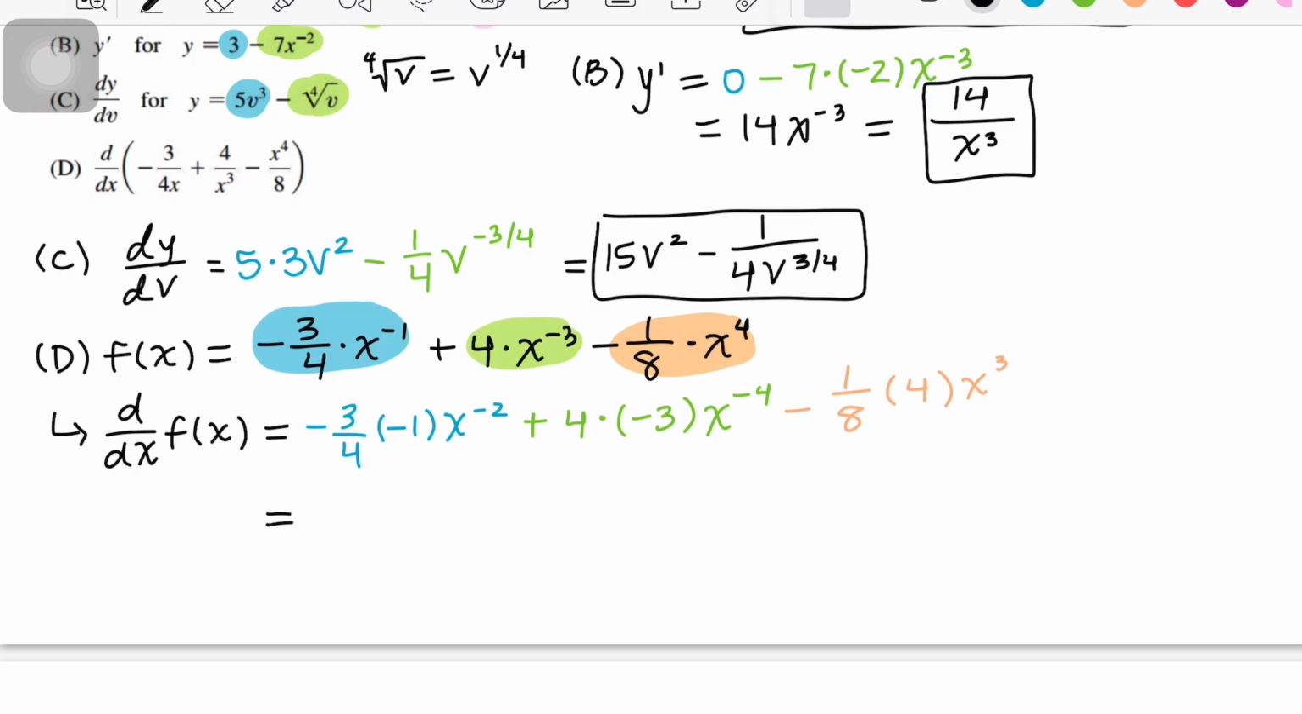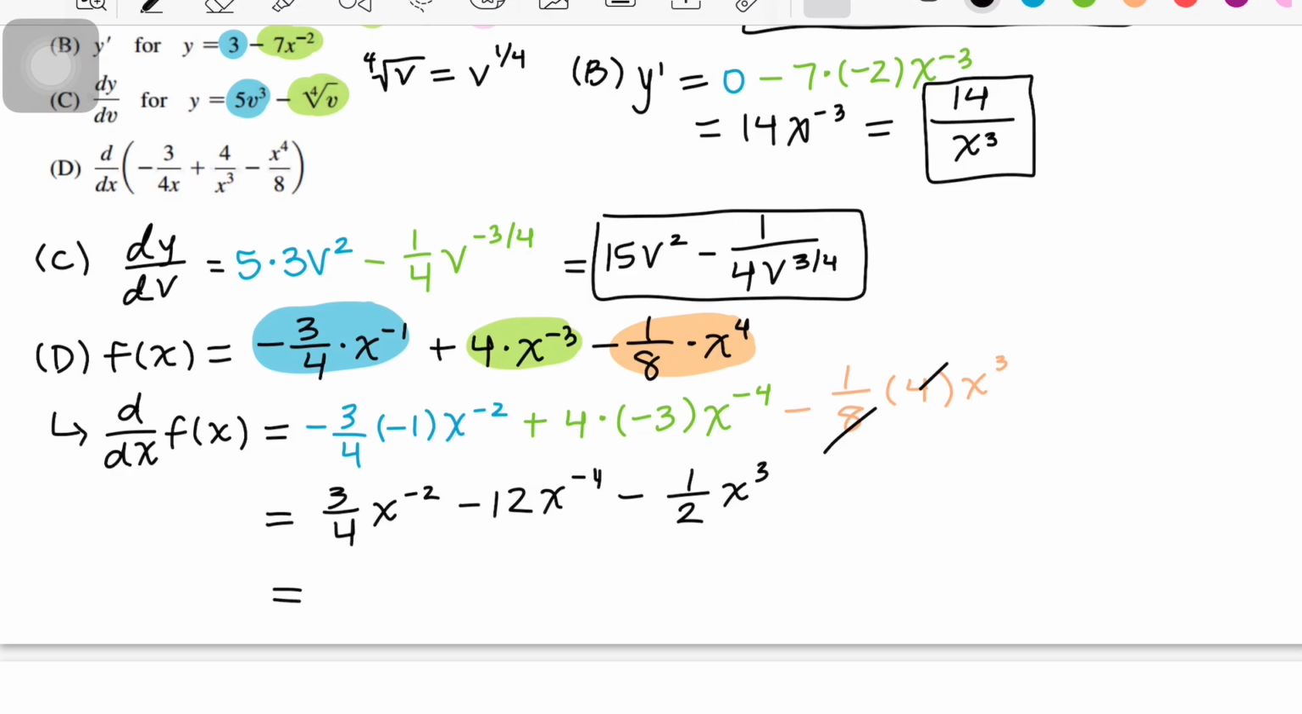All right, now simplifying everything out, we see that these negatives cancel here, so we're just left with 3/4 times x to the power negative 2. Then we have 4 times negative 3, so we're going to get negative 12, and then x to the power negative 4. Lastly, we have this 1/8 times 4, so we can take out a 4 from both of these. This minus sign will stay here, and then we're left with 1/2 times x cubed.